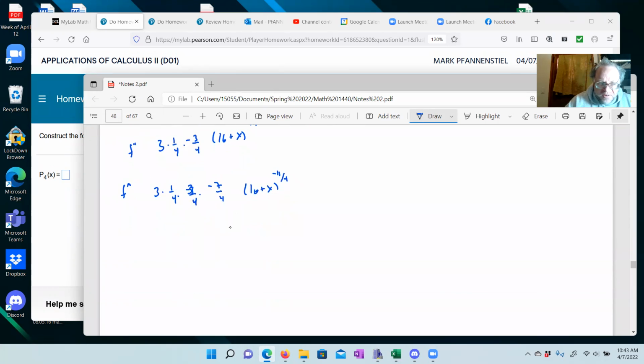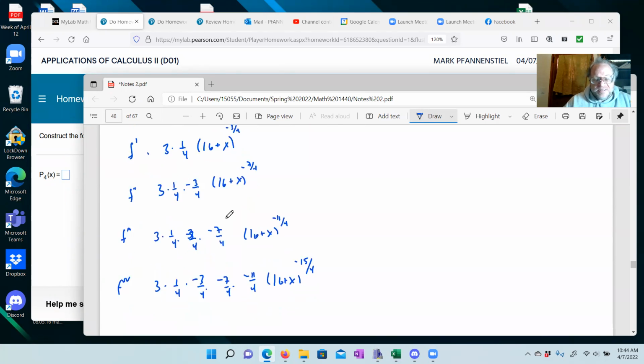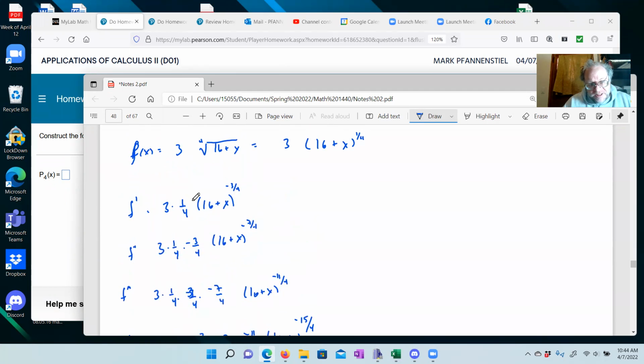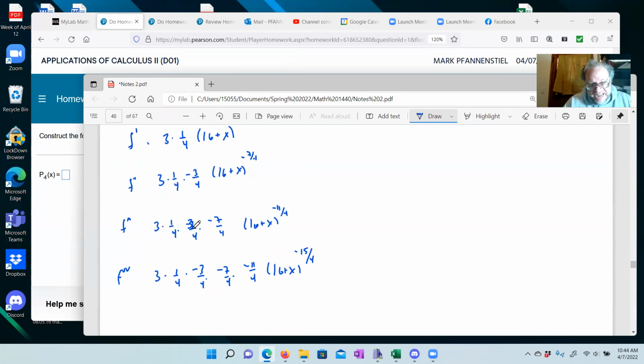And then finally, our fourth derivative, because that's what we're going to need. This is going to be 3 times 1/4 times negative 3/4 times negative 7/4 times negative 11/4, 16 plus x raised to the negative 15/4. Okay, so why I did this is I'm just trying to leave myself a trail of breadcrumbs, like where did these numbers come from, how am I getting them, and what's the trail here.